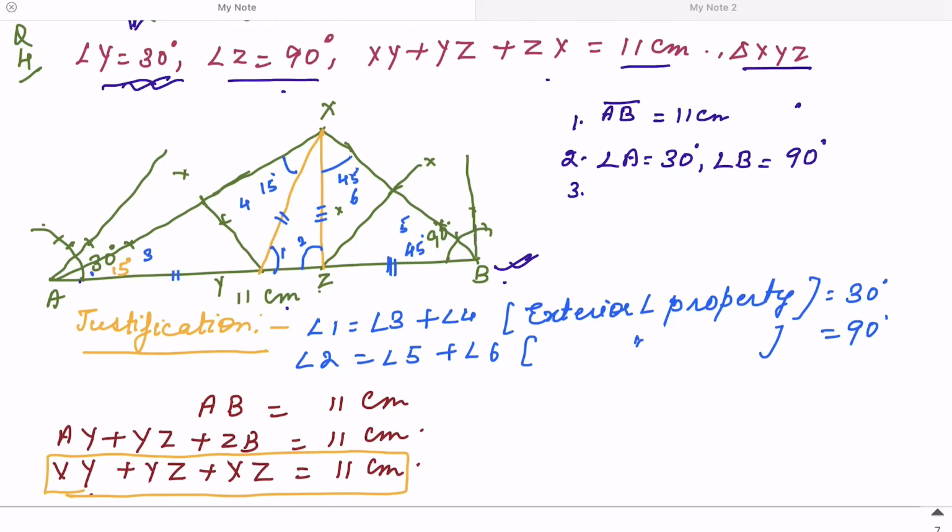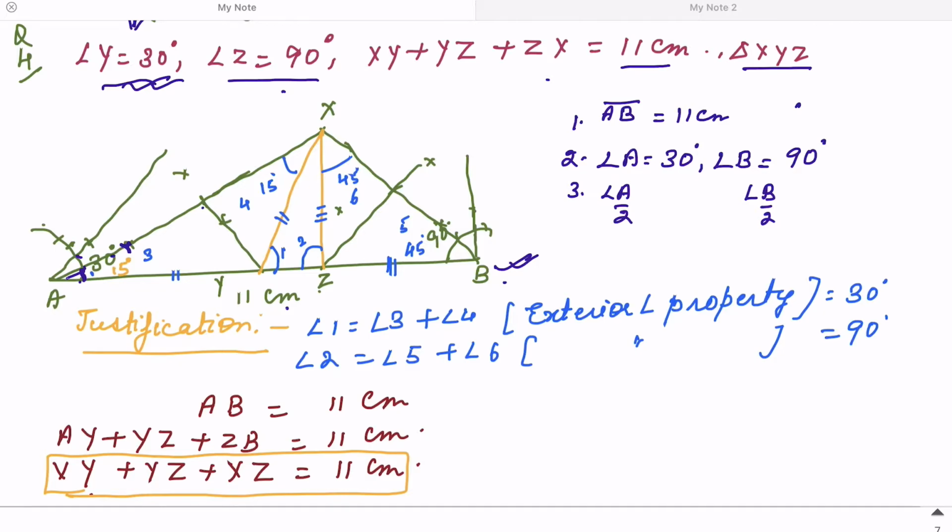Now third, we bisect angle A. We bisect angle B also. Everyone knows how to bisect the angle. We can bisect the arc of 30 degree. We draw our compass here, this arc the same way, 30 degree we bisect it and it will be 15 degree.